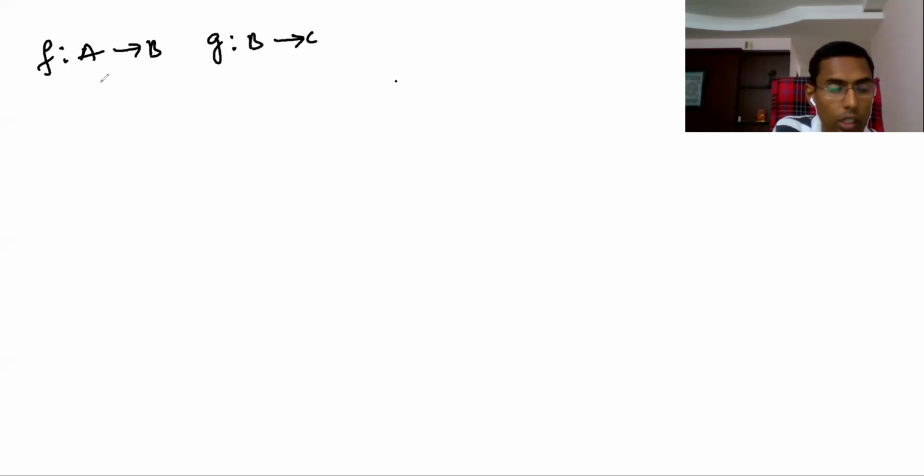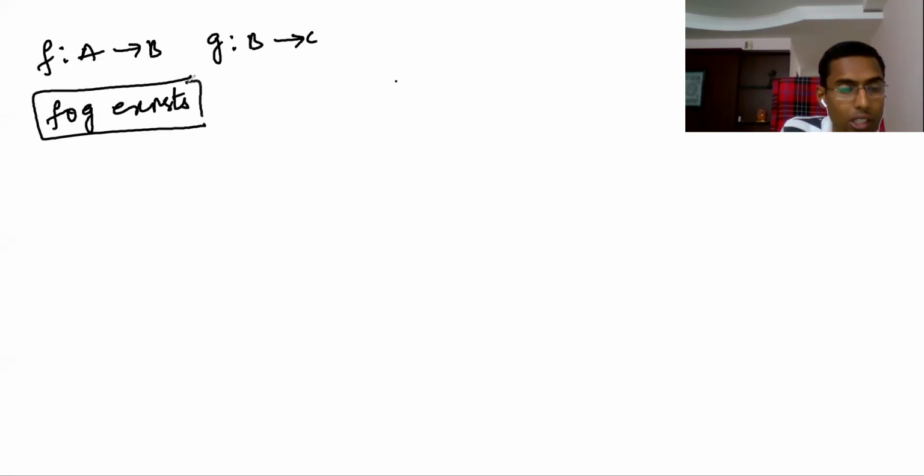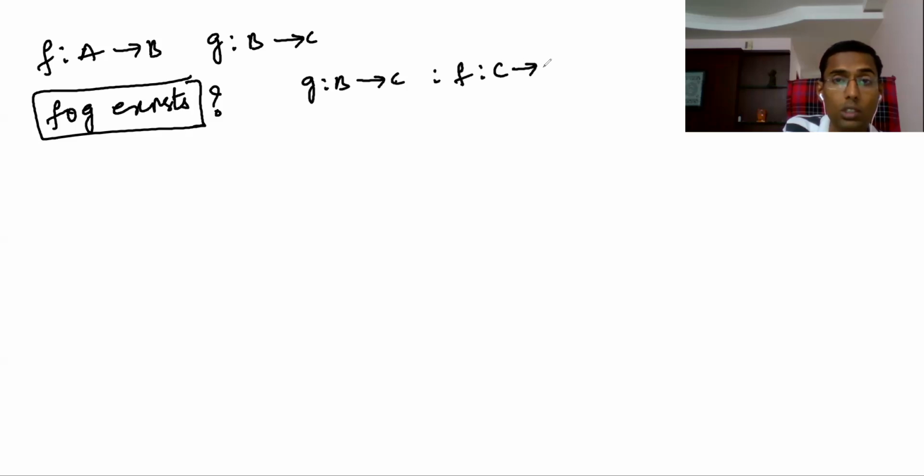Okay, now you listen to this. Here f is a function from A to B, and g is a function from B to C. Now the question is, when does f circle g exist? When g is a function from B to C, then f should be a function from C to some other set, C to D. Then f circle g exists.